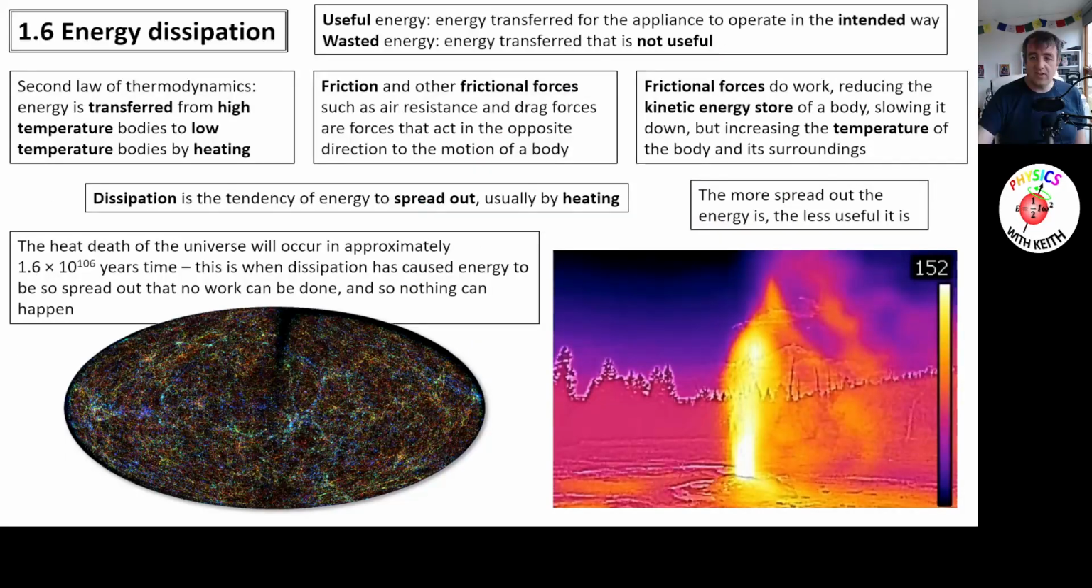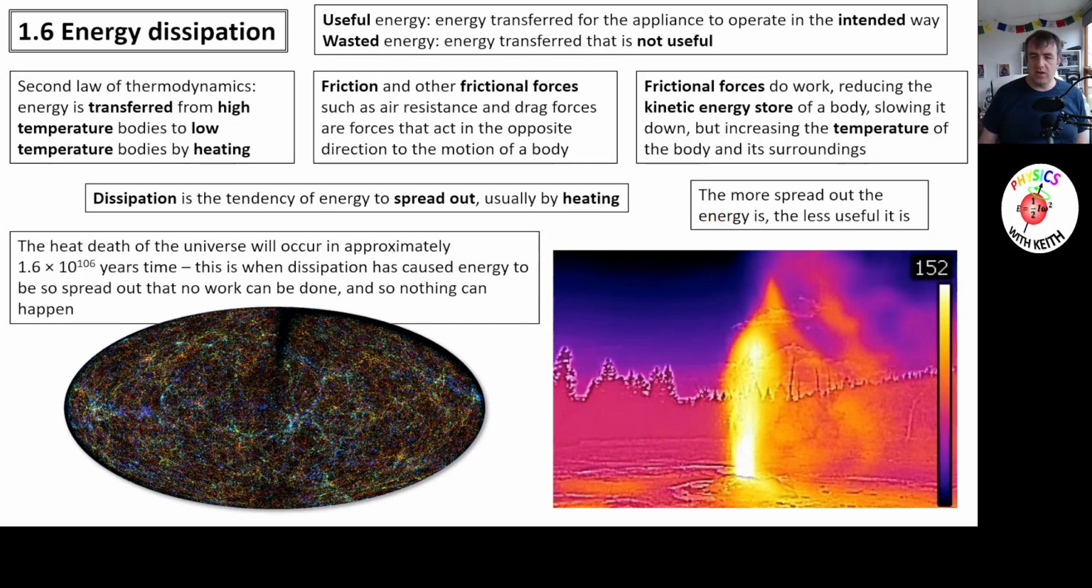Moving on to lesson 6, energy dissipation. So we've seen already that energy is always conserved, but that doesn't mean that you're always able to transfer it from one store to another, because once it's spread out, it becomes wasted. We can't use it anymore. It's wasted energy. So in this box, the more spread out the energy is, the less useful it is.